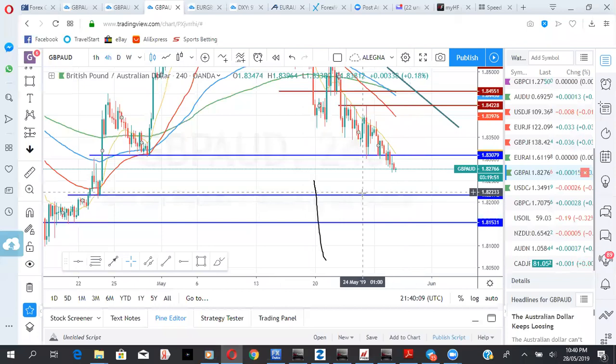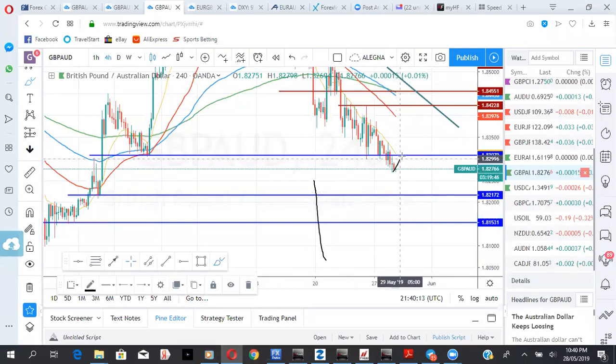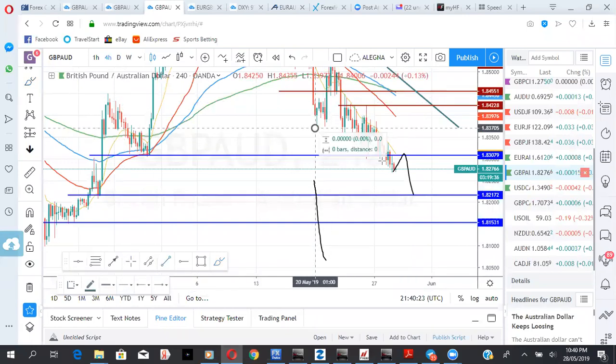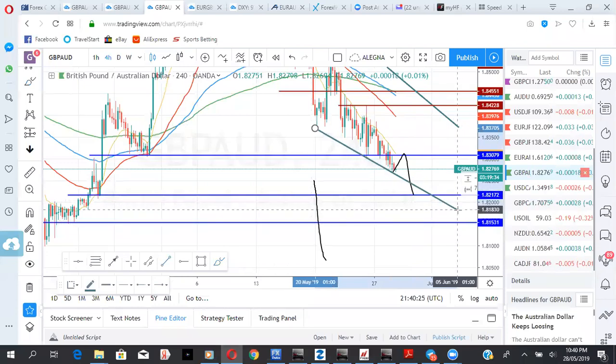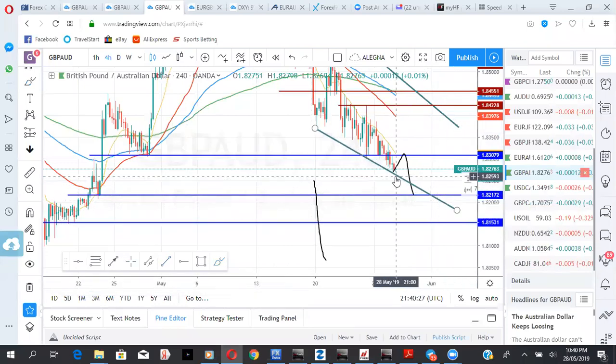So on this pair, it's very simple. If he pulls back to this place and gets rejected, then you may see him come back. But don't forget, we have from here to here in place. So you just need to be careful with this pair.